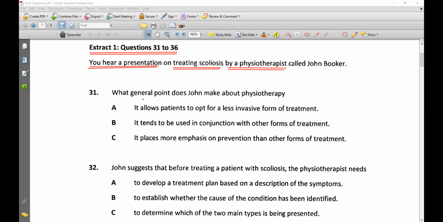The moment you read the context sentence, you start predicting what points they might discuss here. They are a physiotherapist, so you can expect them to discuss mainly the treatment of scoliosis with the help of physiotherapy. And this is going to be a presentation, which means there will be just one speaker, John Booker, giving the presentation.